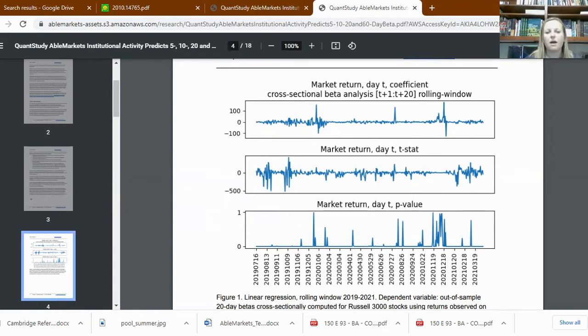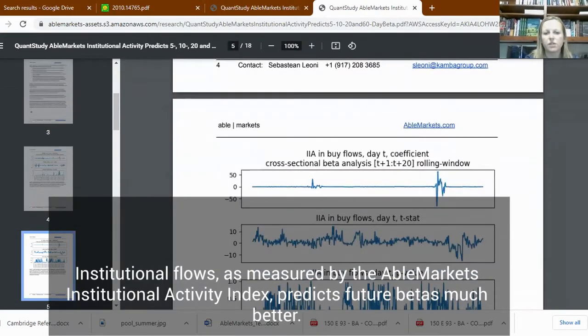All right. So what we see here is market return is meh, not so predictive. Especially if you look at the p-value, most of the time it's 0. It's very, very blah. Again, this is the linear regression setup.